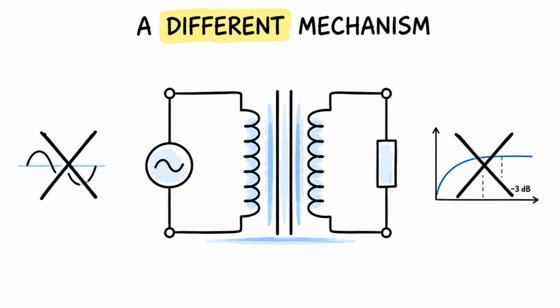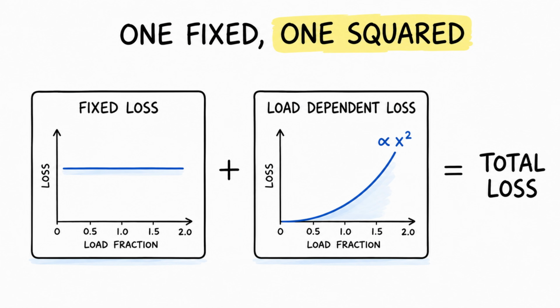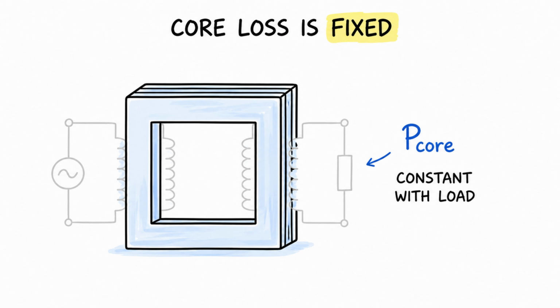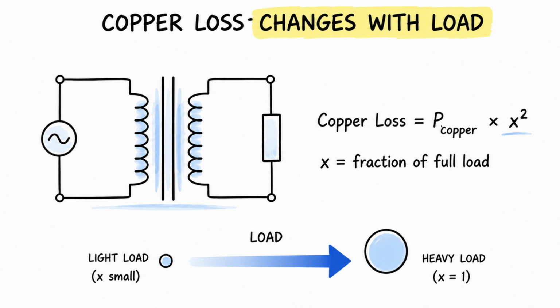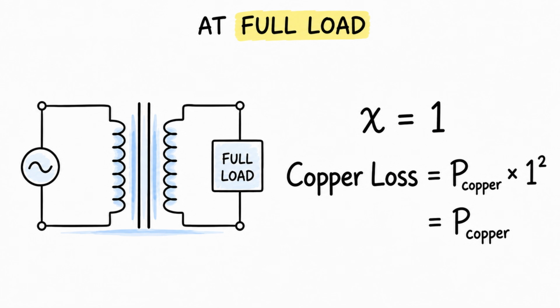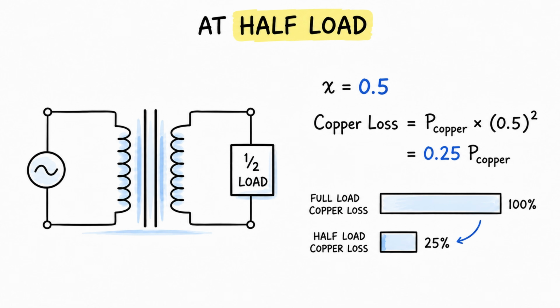This time it has nothing to do with sine waves and nothing to do with power ratios at a boundary condition. It comes from minimizing a sum of two quantities where one is constant and one varies with the square of the load. Every transformer has two types of losses. Core losses, which are fixed at all loads, call them P-core, and copper losses, which increase with the square of the load current, call them P-copper multiplied by X squared, where X is the fraction of full load. At full load, X equals 1 and copper losses equal their rated value P-copper. At half load, X equals 0.5 and copper losses equal P-copper multiplied by 0.25.